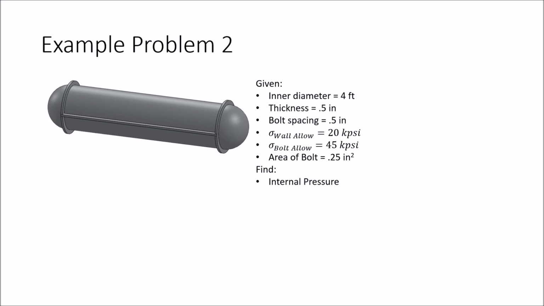First, let's calculate the sigma 1 value, which is just PR over T. We of course will need to solve for the internal pressure, and we will call this the pressure that the wall can withstand. That gives us an internal pressure max of 416.67 psi.